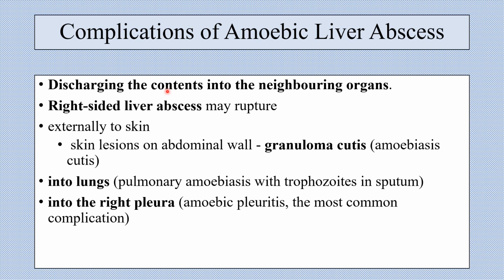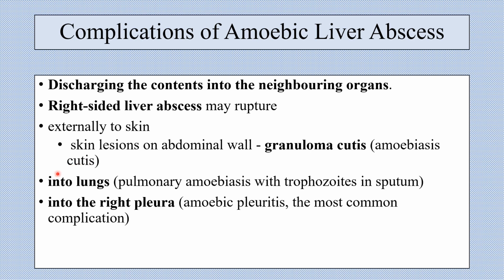Generally this complication arises due to discharge of the contents. Whenever the liver abscess ruptures and the contents are discharged into the neighboring organs, at that time it will lead to complications. For example, the right-sided liver abscess may rupture externally to the skin, and when the contents are discharged, it causes a skin lesion of the abdominal wall, which is known as granuloma cutis, that is amoebiasis cutis.